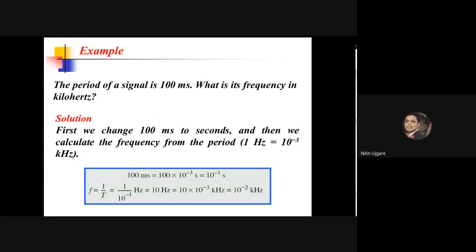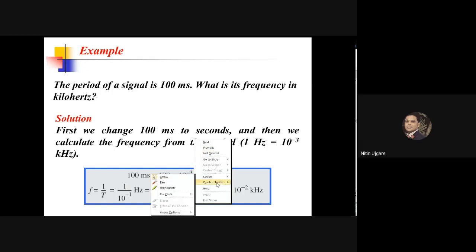Let's go to the next example. The period of a signal is 100 milliseconds, and what is its frequency in kilohertz? So first we change the 100 milliseconds to seconds, and then we calculate the frequency from the period. Okay, so that's given here. So how do we convert the 100 milliseconds into seconds?